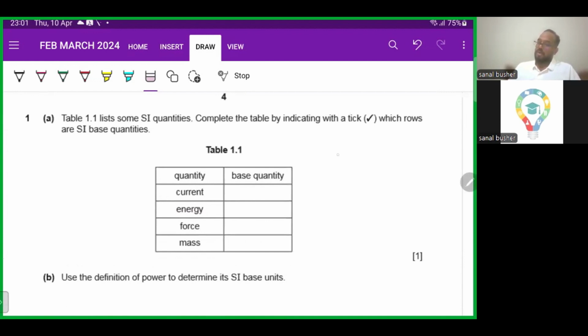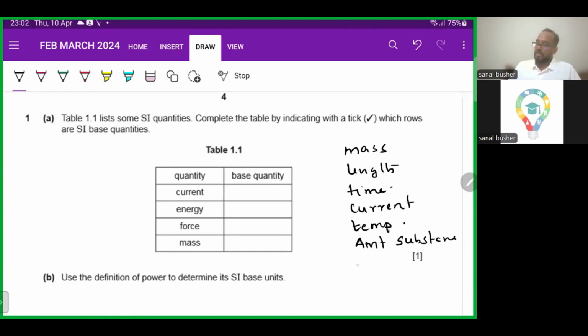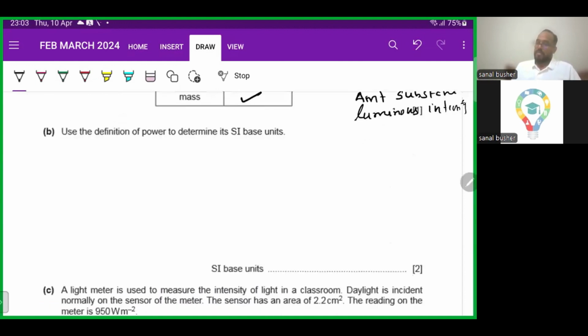Base quantities, what are the base quantities? This you should memorize. Mass, length, time, current, temperature, amount of substance, intensity, right? They can give different combinations. With this combination, what is given? Current, you can see that it is a base quantity, and the mass is a base quantity, and these two, energy and force, both are derived quantities, right? Okay, that was an easy question.